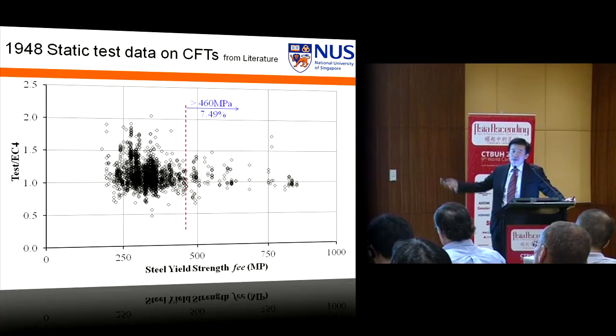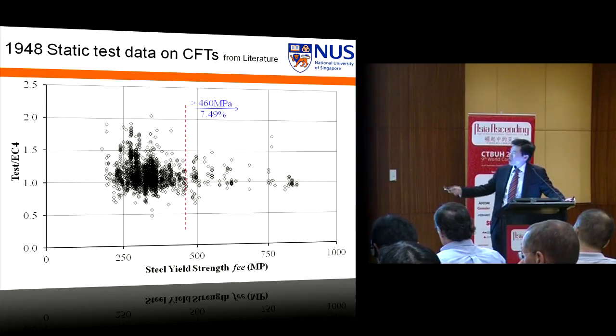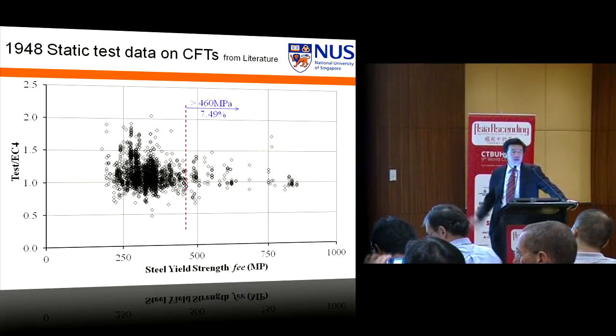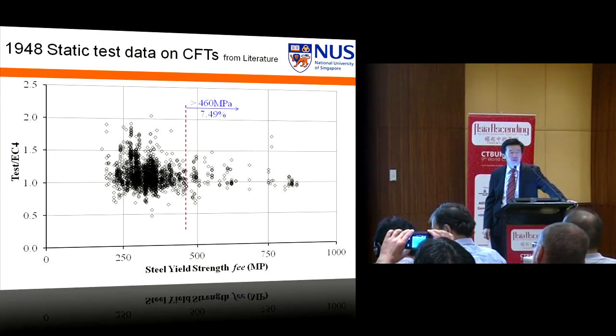If you plot the same test data against the steel strength, you can see a large amount of tests have been done for anything below 460 steel grades. Beyond that, for high-strength steel, there are very limited tests, only 7.5% have been done. So again, we want to do some work on the high-strength steel side.